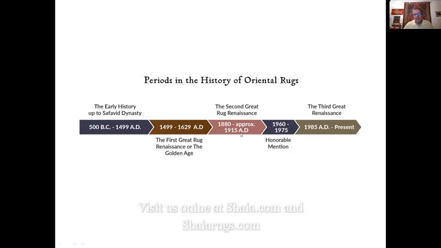Then next, between here, we're going to talk about the construction of rugs. The next 2 weeks, we're going to talk about the construction of rugs, the loom and the dyes and the wool and so on and so forth. But then we'll talk about the second great rug renaissance, and then a period I call honorable mention, which is the period between 1915 and 1985. I put 1960, but truly it's probably from around 1940 to 1975. And then the third great rug renaissance is the present day, which started around 1985.